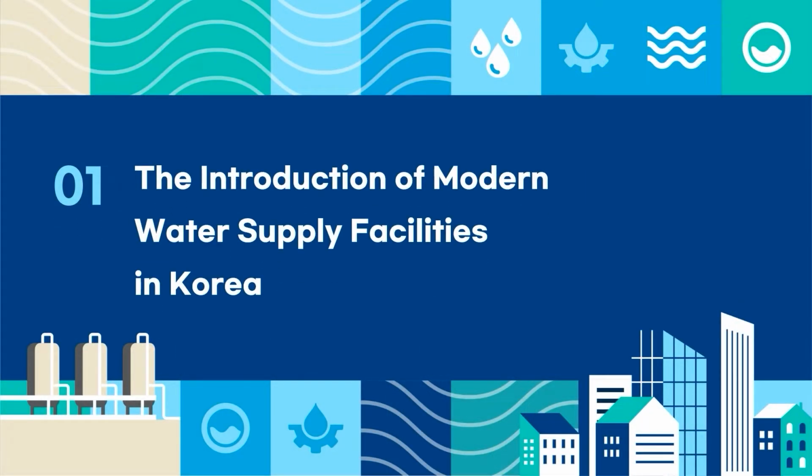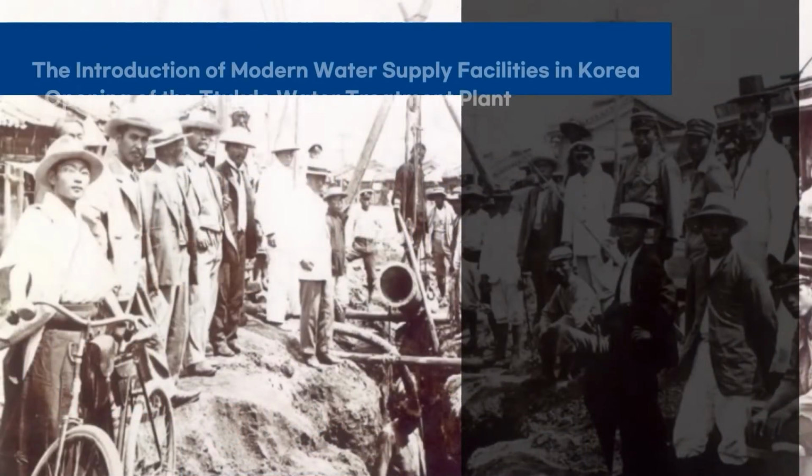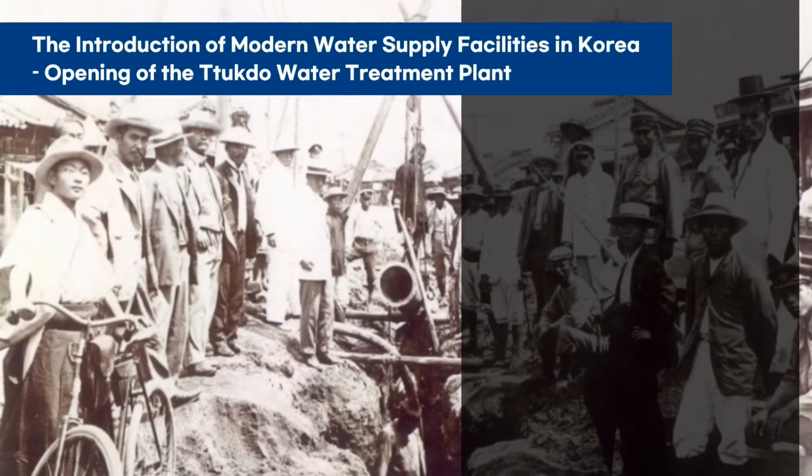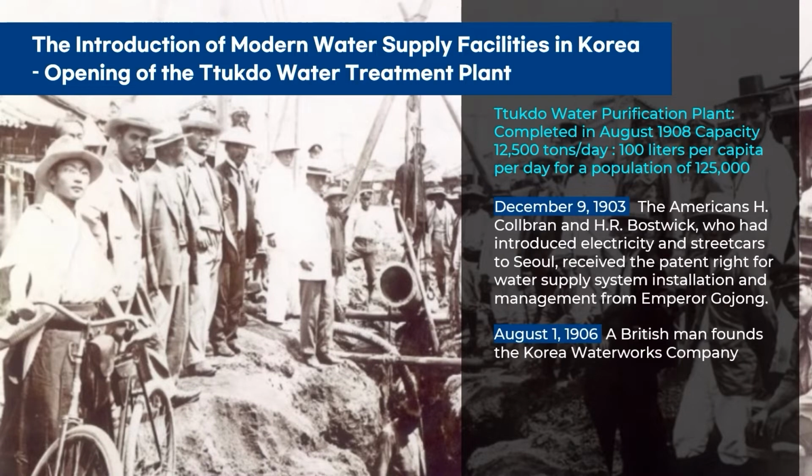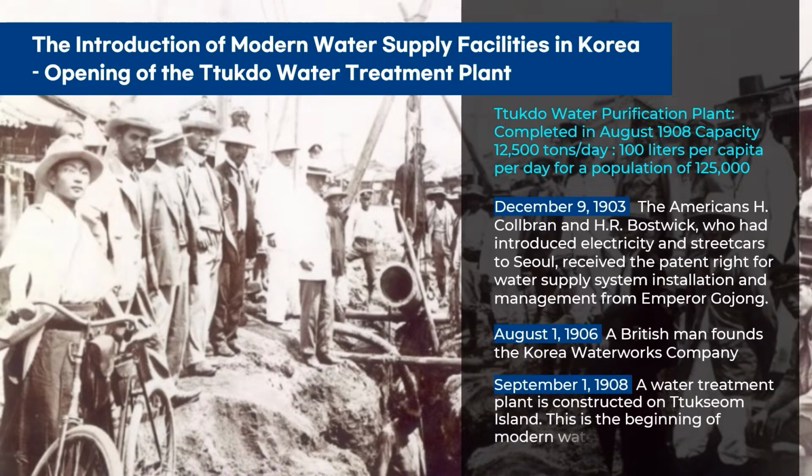The introduction of modern water supply facilities in Korea. Dukdo Water Purification Plant completed in August 1908. September 1, 1908, a water treatment plant is constructed on Chuksum Island. This is the beginning of modern water supply in Korea.